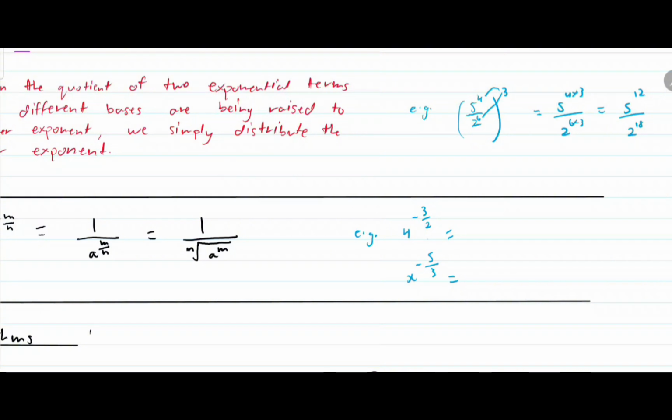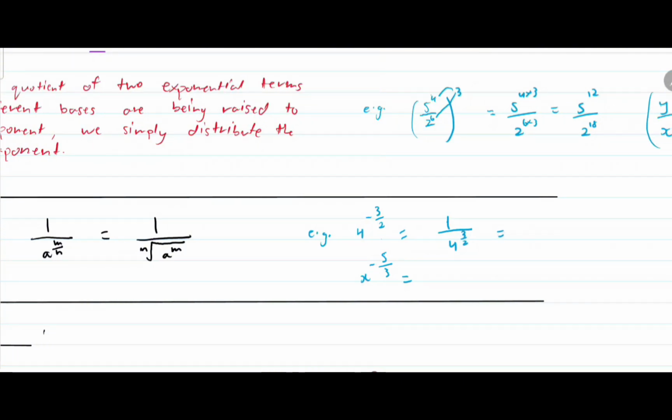So if I had 4 raised to the power of minus 3 over 2, that's going to be equal to what? 1 over 4 raised to the power of 3 over 2, which is going to be equal to 1 over the square root. Again, the root, the bottom, right? 1 divided by the square root of 4 raised to the 3rd power.